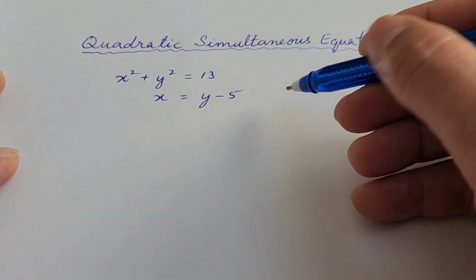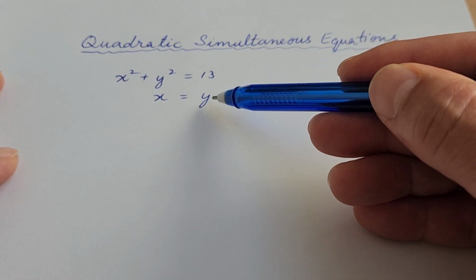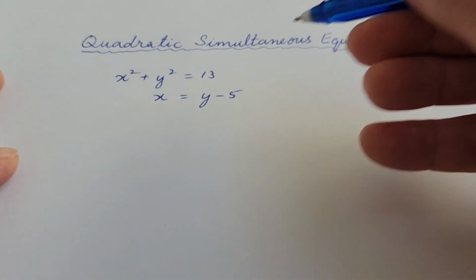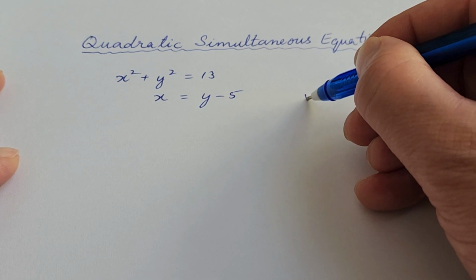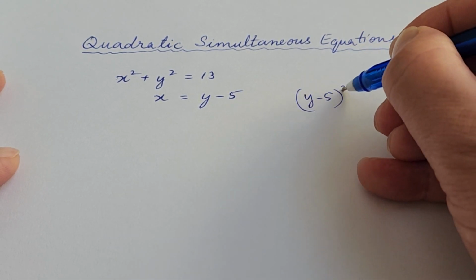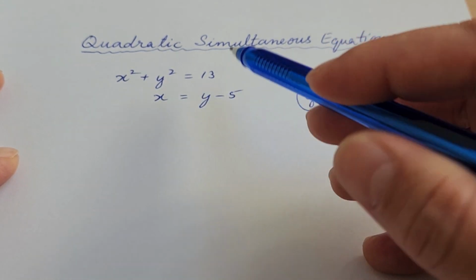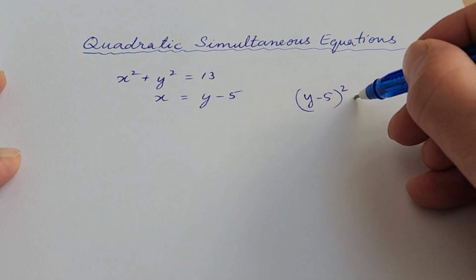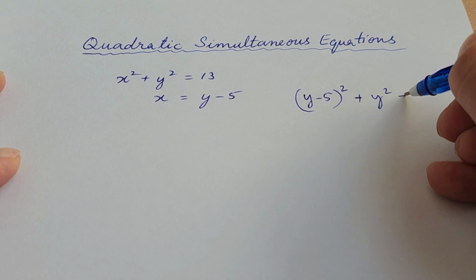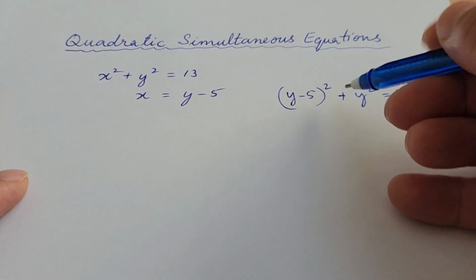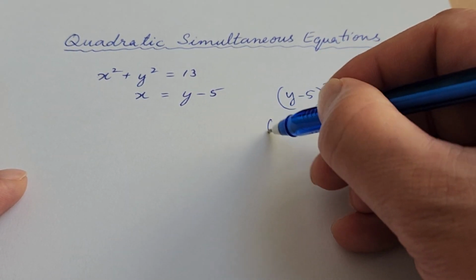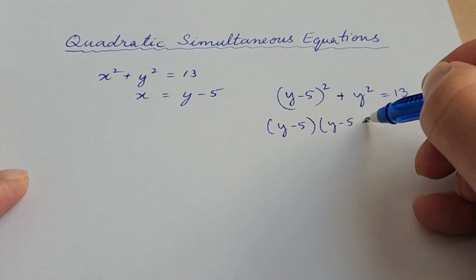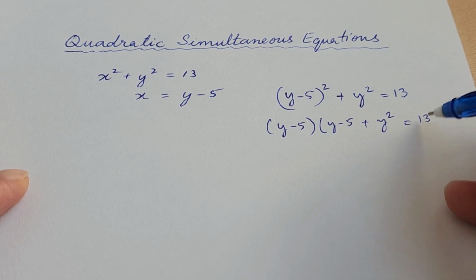Let us substitute the value of x from the second equation into the first equation. So that's going to give us y minus 5 squared, because x is equal to y minus 5. If I put it here, that's going to give us y minus 5 squared plus y squared equal to 13. Y minus 5 squared can be expanded: y minus 5 times y minus 5 plus y squared equal to 13.